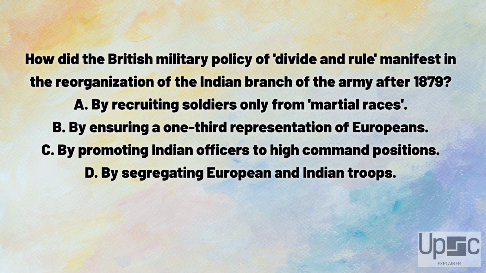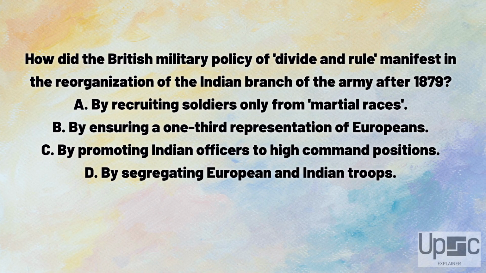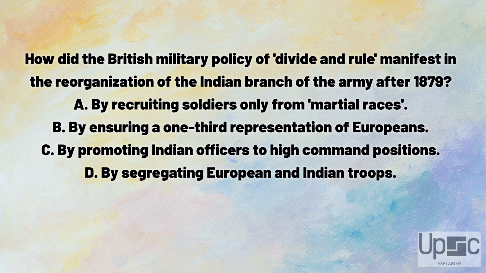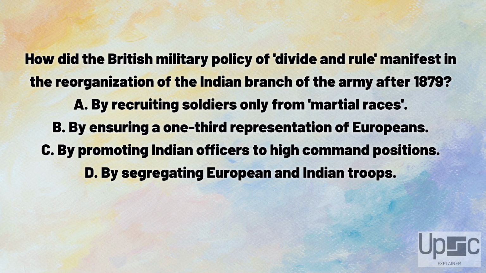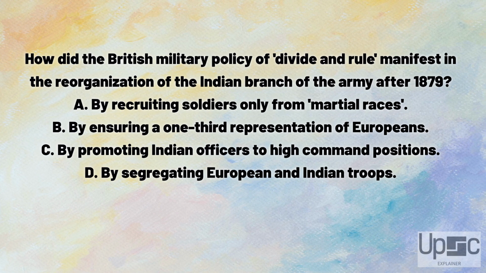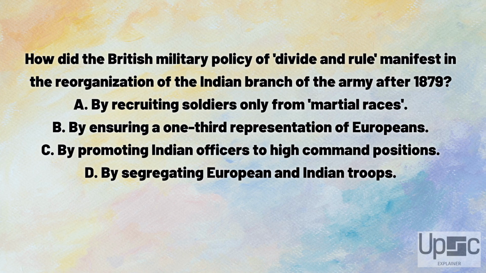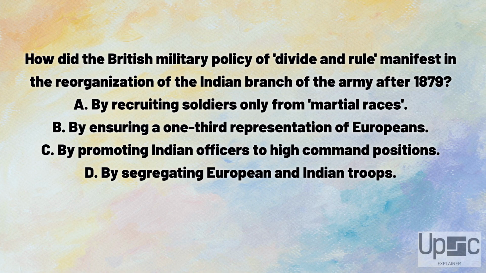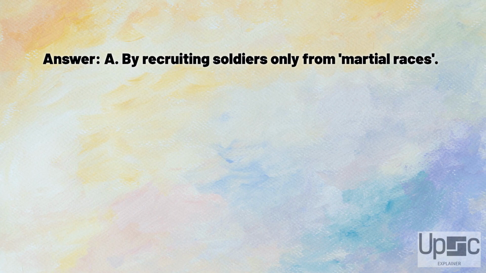How did the British military policy of divide and rule manifest in the reorganization of the Indian branch of the army after 1879? A. By recruiting soldiers only from martial races. B. By ensuring a one-third representation of Europeans. C. By promoting Indian officers to high command positions. D. By segregating European and Indian troops. Answer. A. By recruiting soldiers only from martial races.